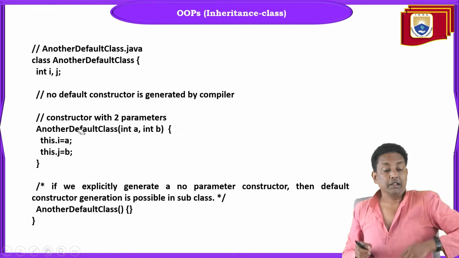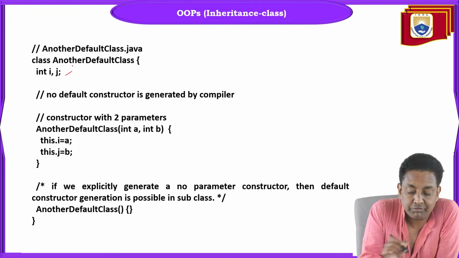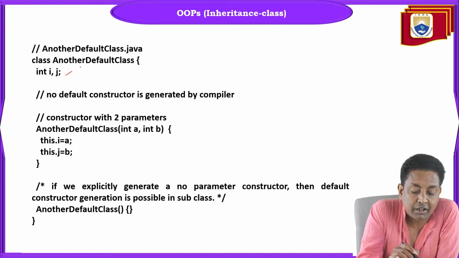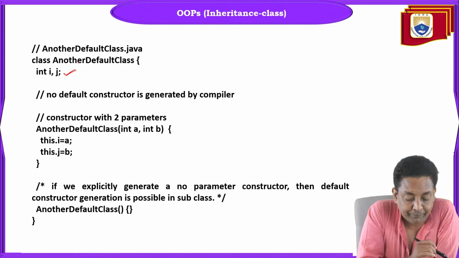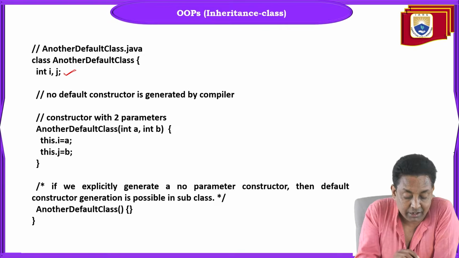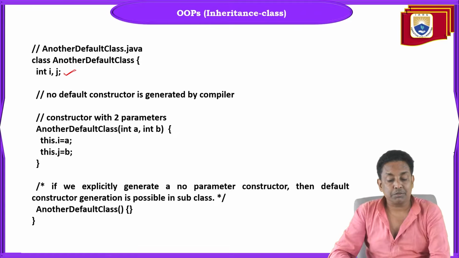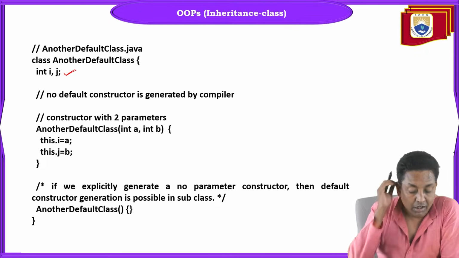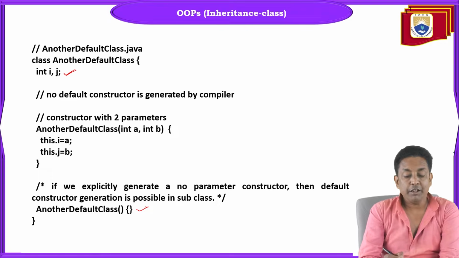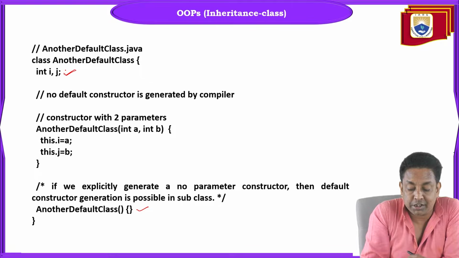Good, next. Here I am writing one more class called AnotherDefaultClass with int i and j. No default constructor is generated by the compiler if you write a constructor on your own. Here in this class I declared two variables i and j. Here I am explicitly writing one no parameter constructor. In this no parameter constructor, you know what happens? The superclass constructor will be called and i and j instance variables are initialized to 0.